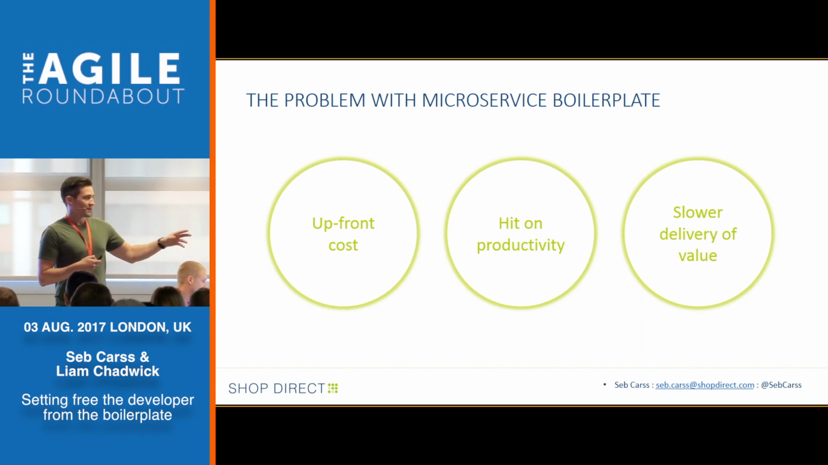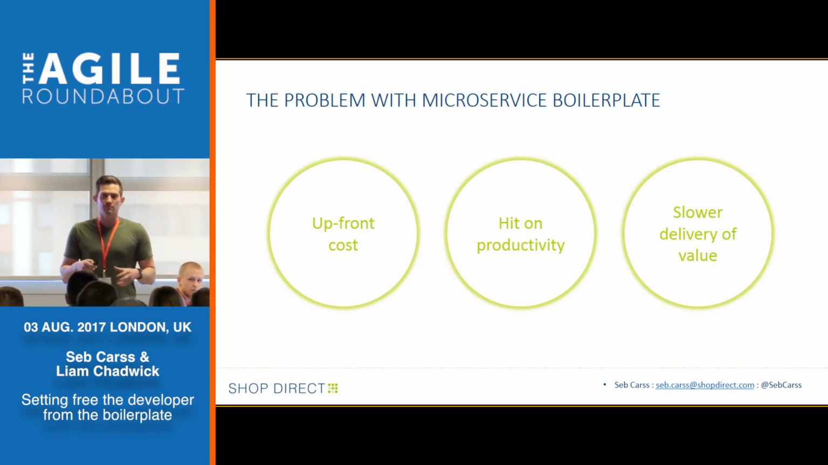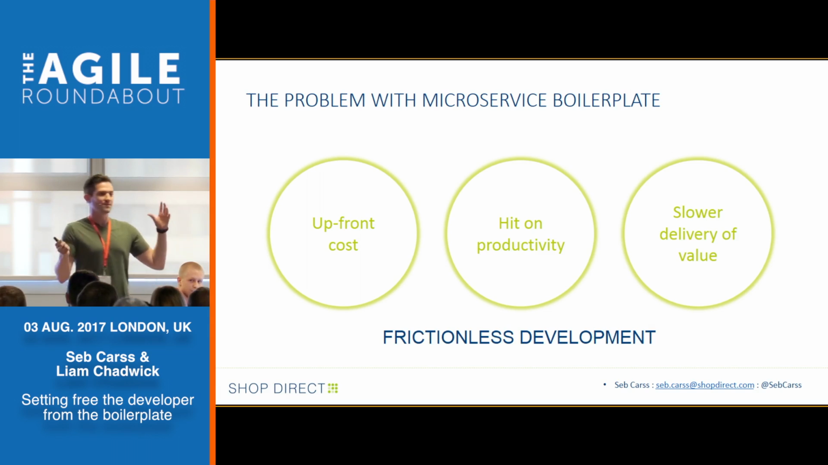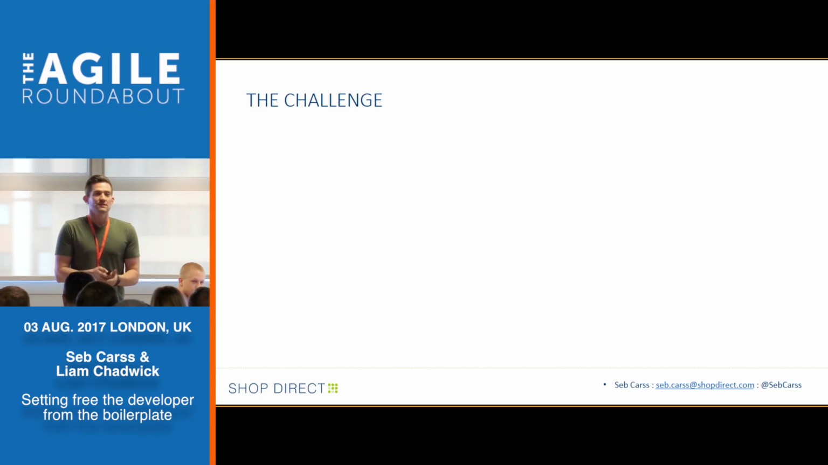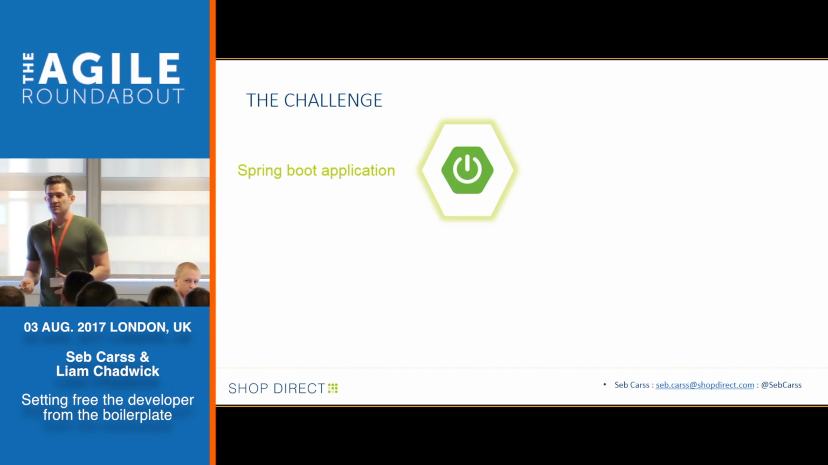So at Shop Direct, we've been looking at this problem, and we've been trying to figure out how we can remove that upfront cost so we can make our programmers more productive than they already are and actually deliver value more quickly to our customer, which ultimately leads to frictionless development. There it is, that brilliant term again. So I'm going to set myself a challenge. So my challenge is to build an entire microservice using the Spring Boot framework with all the libraries and all the dependencies I've talked about during this presentation.